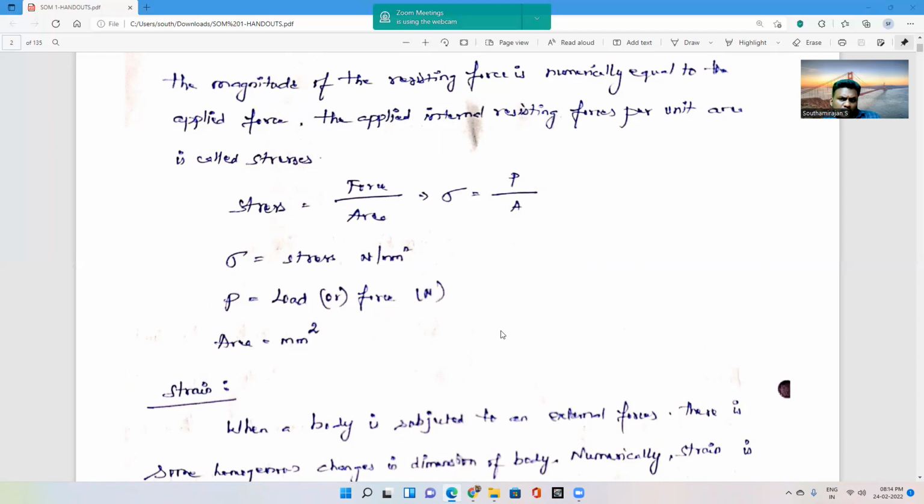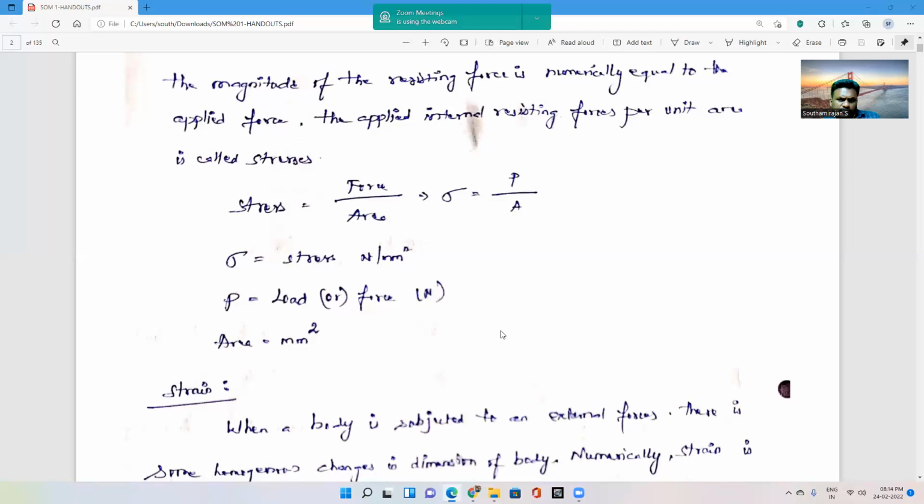The area has been calculated by the formula pi by 4 d square, or some other formula, when a load has been applied in any nature and any format. It may be a compressive load, a tensile load, or a shear load. By applying the load, the material will develop stresses. So stress is nothing but load by area. Stress is represented in units of Newton per mm square.